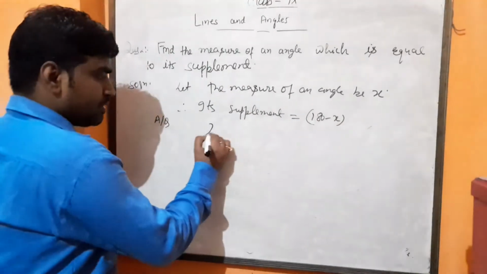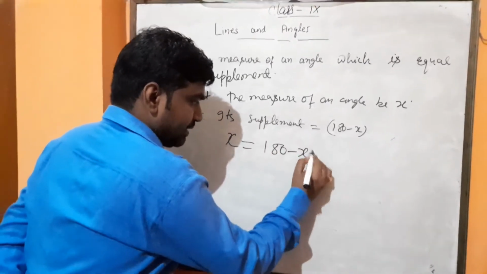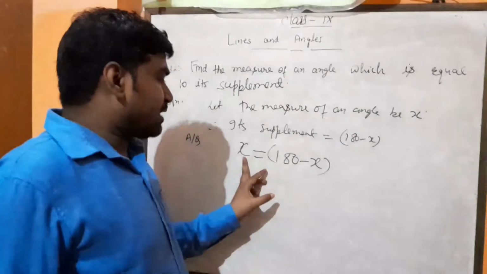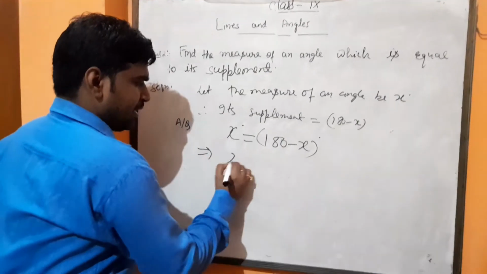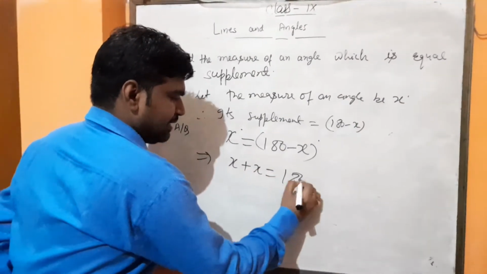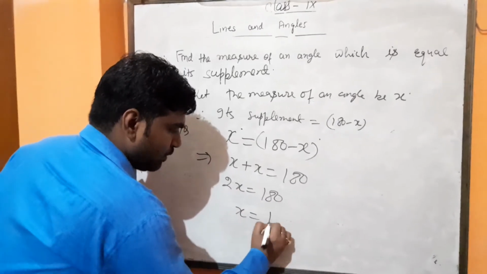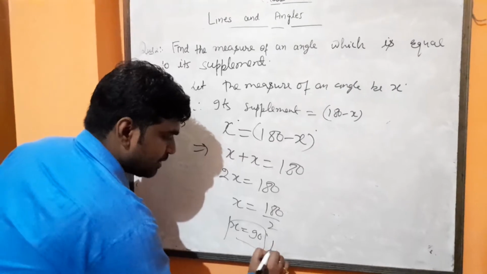So, according to the question, the angle is equal to the supplement angle. It is given that the angle is equal to its supplement. It means x equals 180 degrees minus x. This implies x plus x equals 180, so 2x equals 180. So 180 upon 2 gives x equal to 90 degrees. This is our required solution.